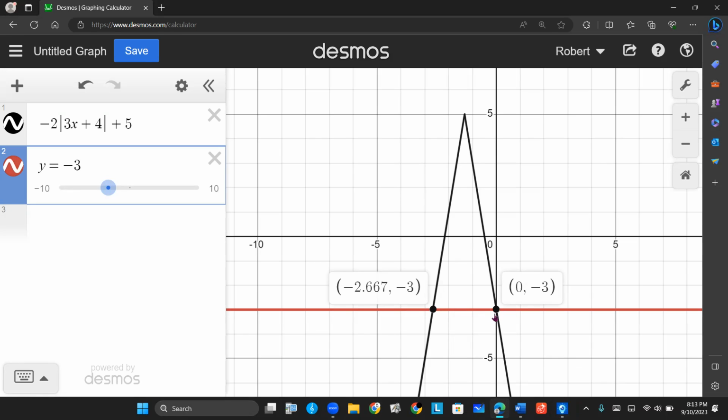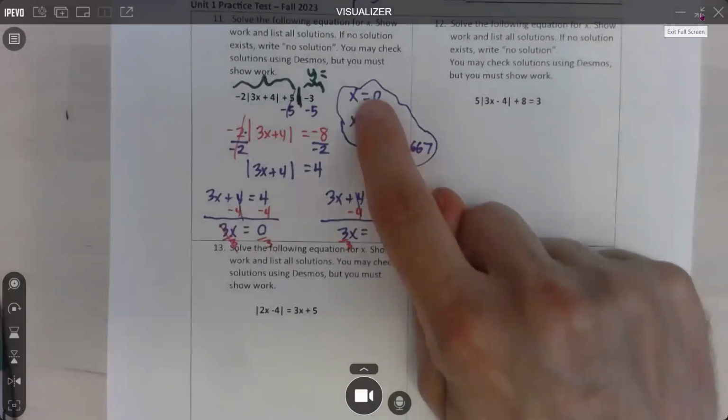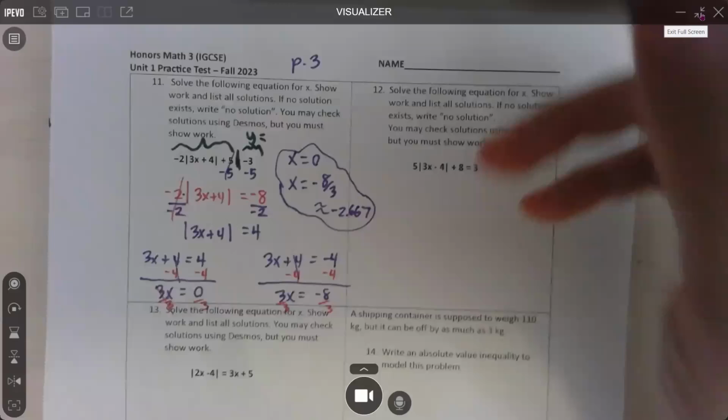Remember, your answers are your x values. So -2.667 and 0 should match up with the numbers that we got here and there. So that verifies that your answer is correct. All right, number 12.